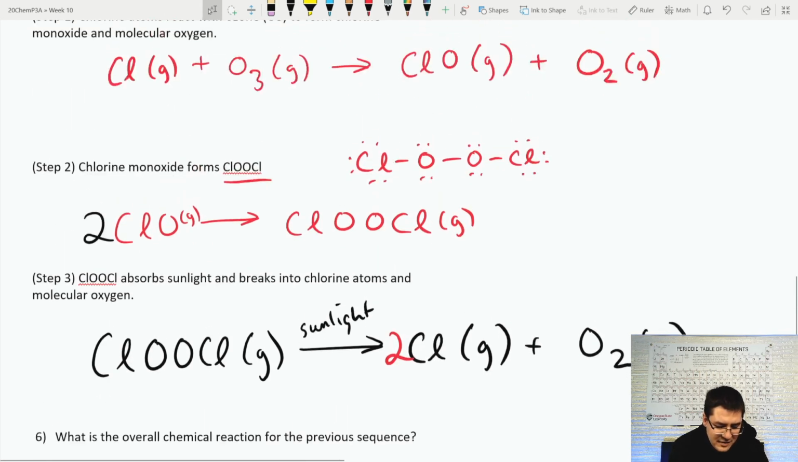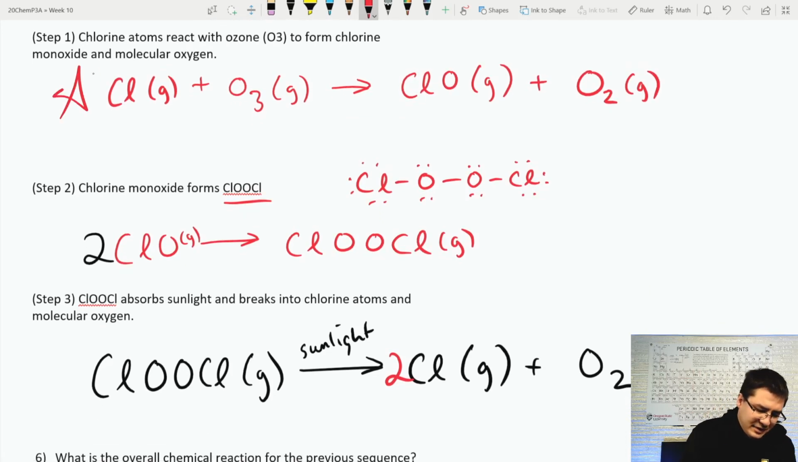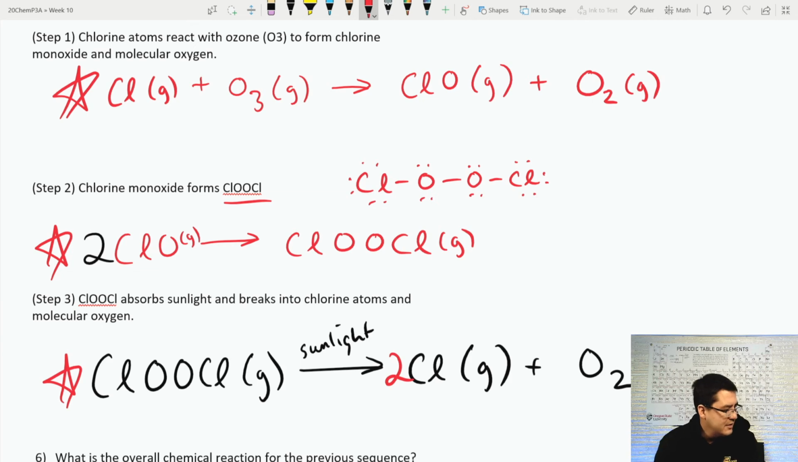Now it gets confusing when they're in three steps. So I have 1, 2, 3 steps. And they're all Cls and Os, and it's hard to tell what chemical is what. So a lot of times chemists will take their reactions and you can combine them and get what's called an overall reaction.